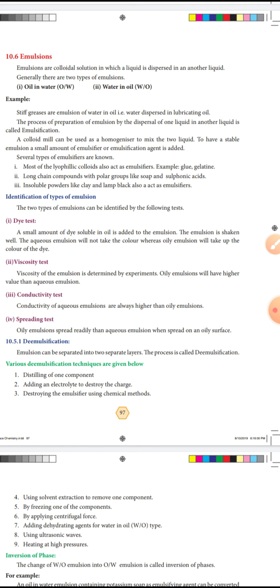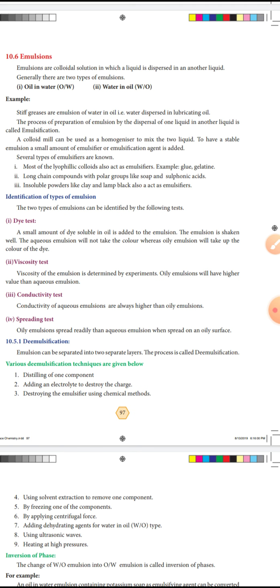Okay, so you want to separate oil and water mixed. We know it separates into layers: oil one layer, another layer is water. So here the emulsion can be separated into two separate layers. The process is called de-emulsification. Various de-emulsification techniques are given below.